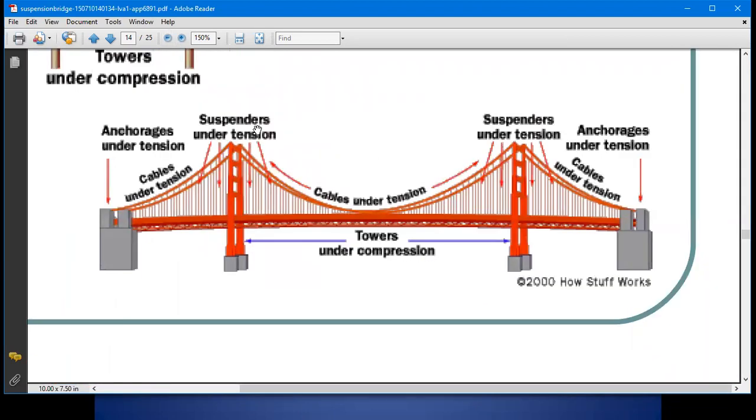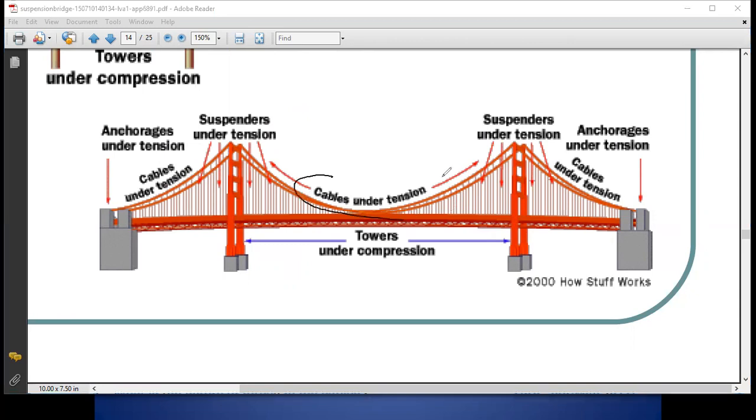So this is again cables under tension. Whatever the suspension cables are there, cables under tension. Then these anchor cables are under tension. Okay, anchorages are under tension, and then these pillars are under compression.